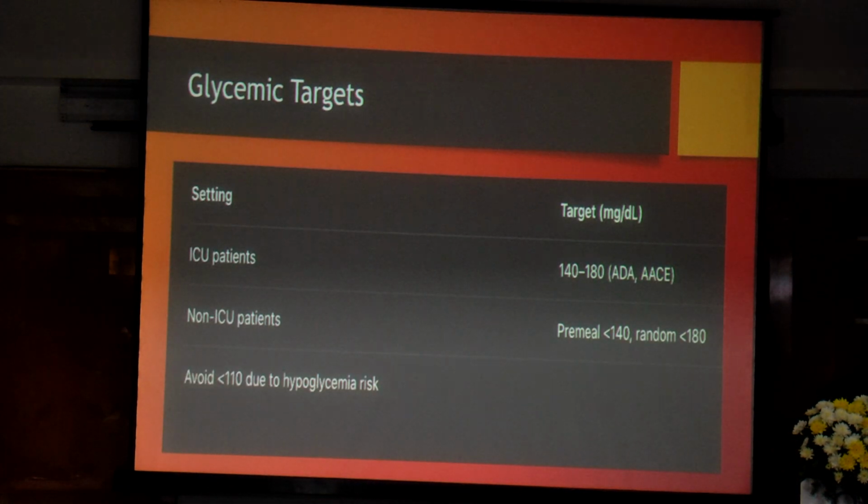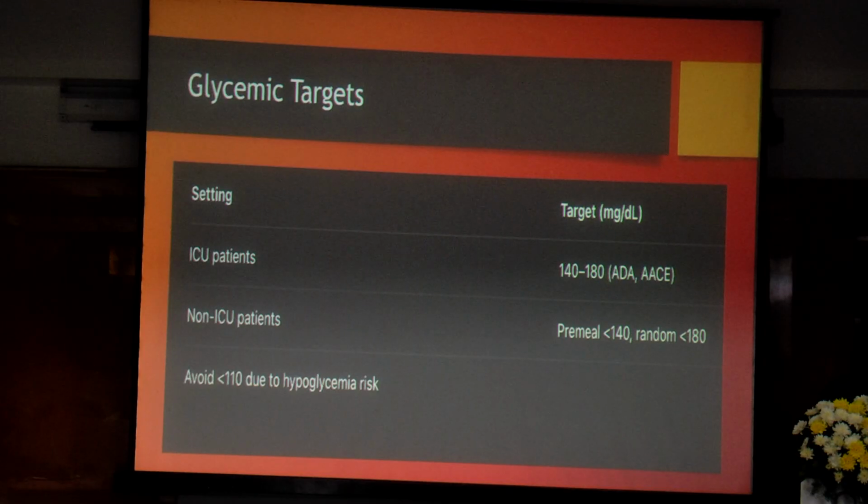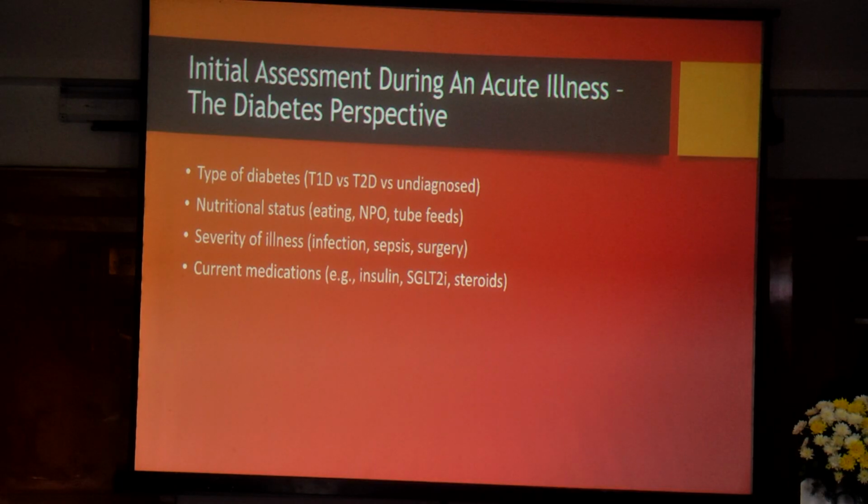In terms of ICU patients, again, the various bodies across the world have recommended a target of 140 to 180 milligrams per dL, and for non-ICU patients a pre-meal target of less than 140 and a random of less than 180 milligrams per dL is associated with the best outcomes. Avoid blood sugars going less than 110 milligrams per dL due to the risk of hypoglycemia, and this is something that needs to be kept in mind.